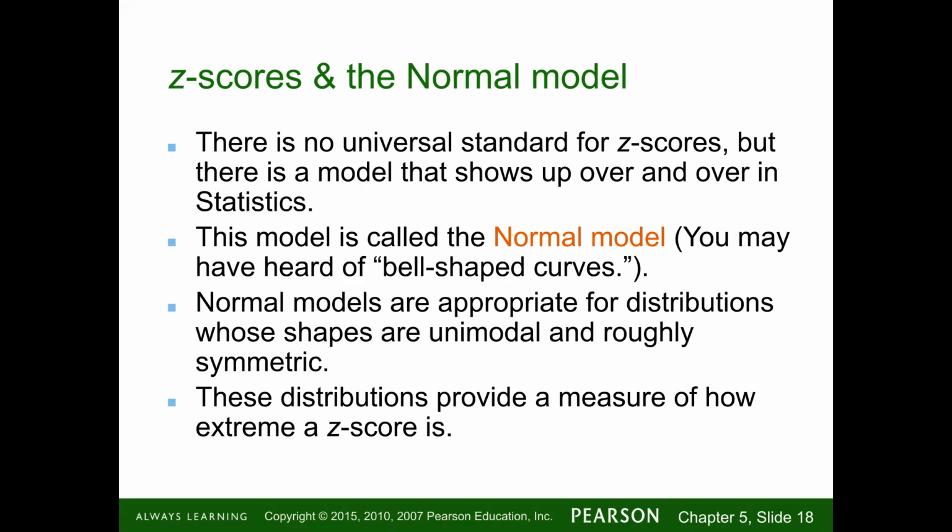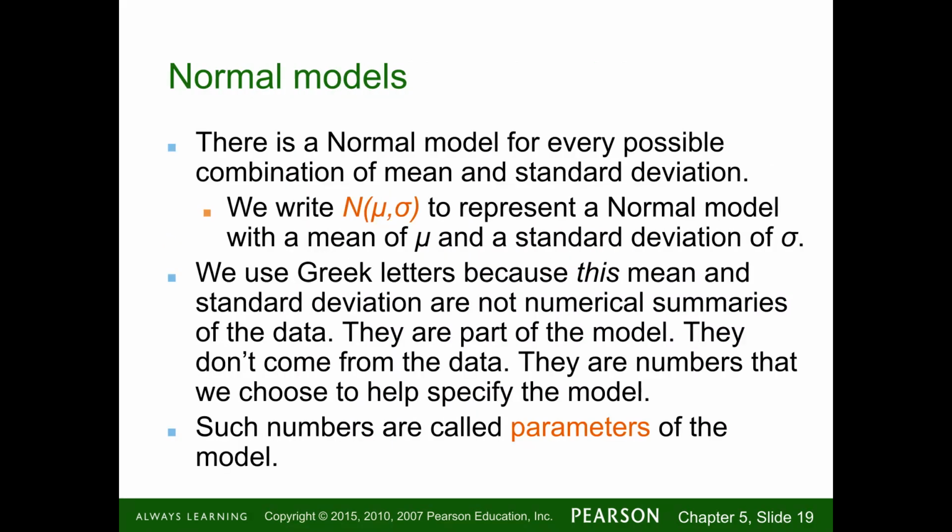There is no universal standard for z-scores, but there is a model that shows up over and over in statistics. The model is called the normal model. It's often referred to as a bell-shaped curve because it kind of looks like a bell. Normal models are appropriate for distributions whose shapes are unimodal and roughly symmetric. These distributions provide a measure of how extreme a z-score is. The normal model for every possible combination of mean and standard deviation works.